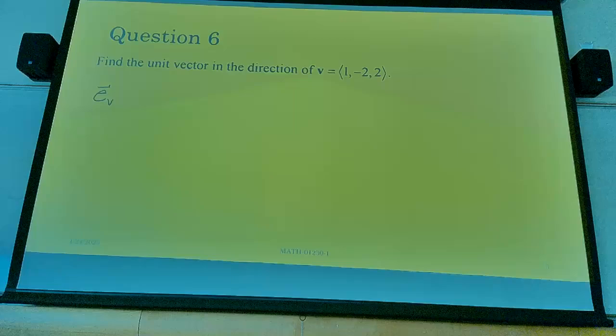So be careful with how you word it. It's 1 over the magnitude of V times V. It's a scalar multiplication. Technically speaking, you're not dividing by a scalar, you're multiplying by the reciprocal. But how am I going to write it? Because we're lazy, that's typically how we do write it.